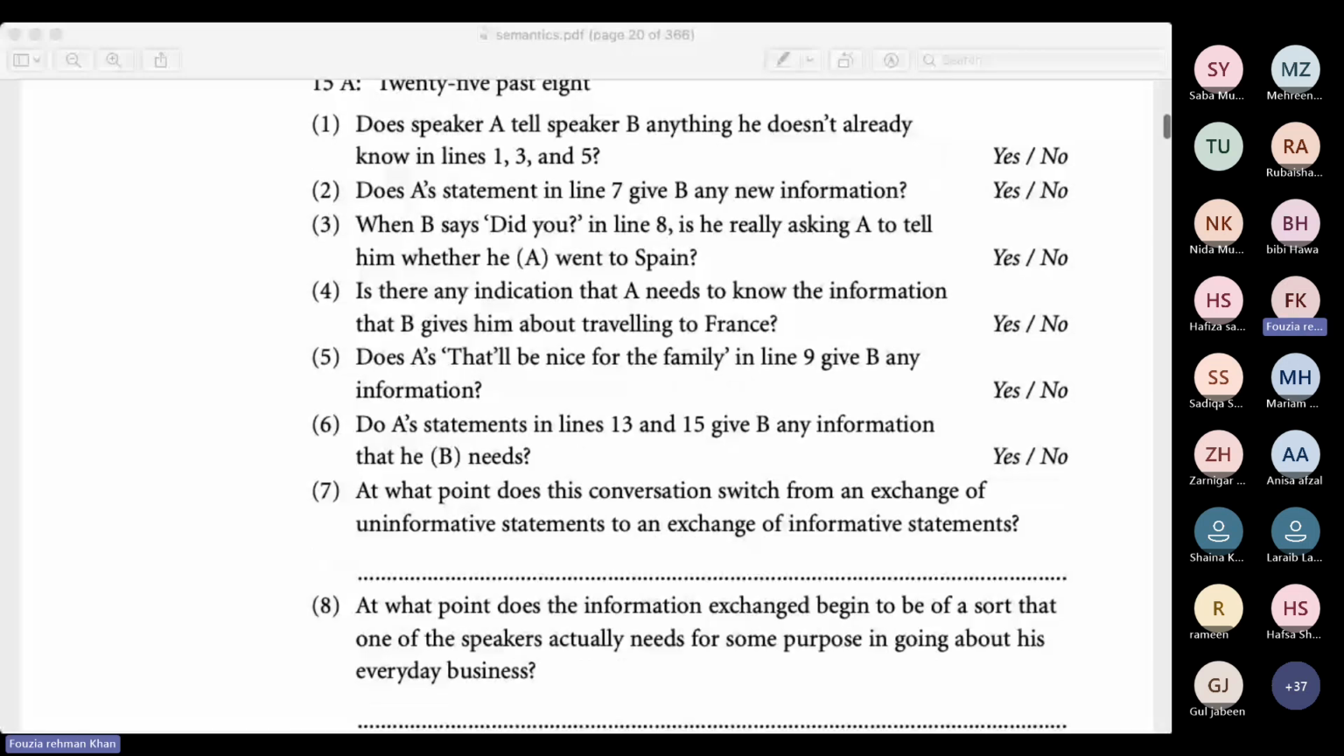Okay. Now quickly raise your hands as far as the 7th question is concerned. At what point does the conversation switch from an exchange of uninformative statements to an exchange of informative statements? Okay, just raise your hands. Yes, Shaina. From where? Which statement tells you that the conversation becomes informative? Could you just unmute yourself, Shaina?